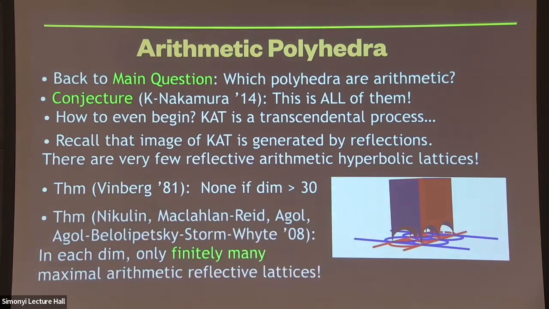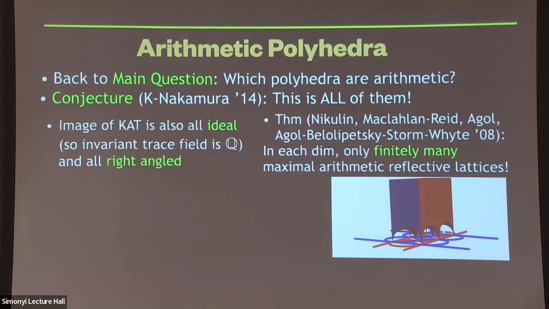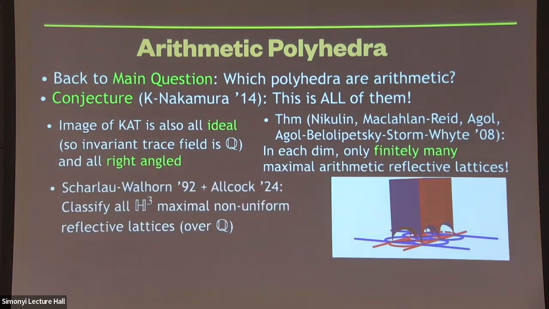But thanks to work by many people, Nikulin, Long, Maclachlan, Reid, Agol, and then Agol, Belolipetsky, Storm, and Whyte, showed that in every dimension where there do exist these things, there are only finitely many maximal arithmetic reflective lattices. Great, that's still not enough for what we have to do. Remember, the image of the Koebe-Andreev-Thurston theorem is always all ideal, all right-angled. There was a classification 30 years ago by Scharlau and Walhorn of what they called strongly square-free maximal arithmetic non-uniform reflective lattices. And very recently, Daniel Allcock managed to show that that's actually all of them.